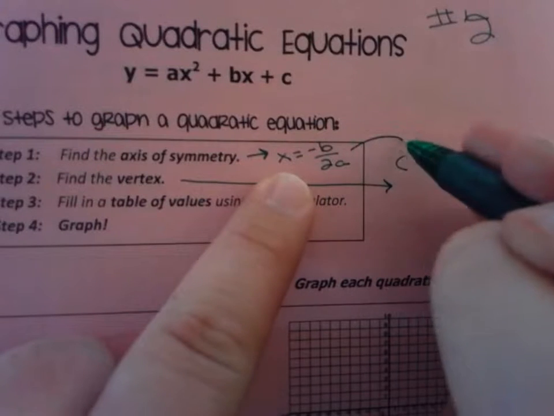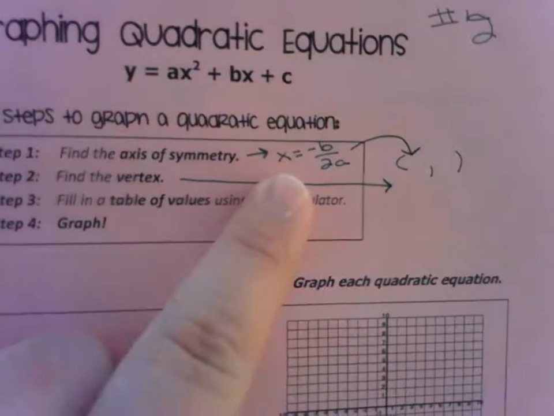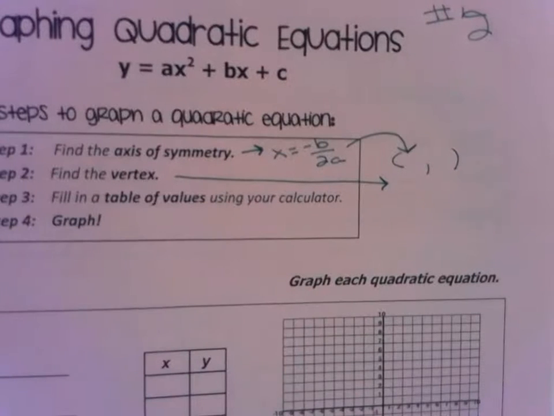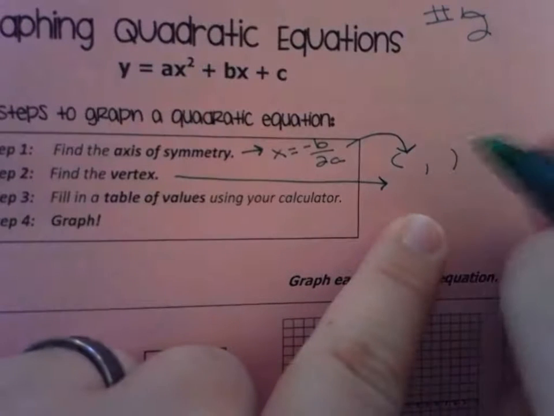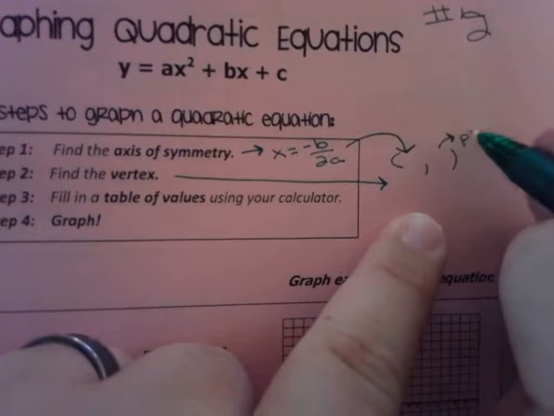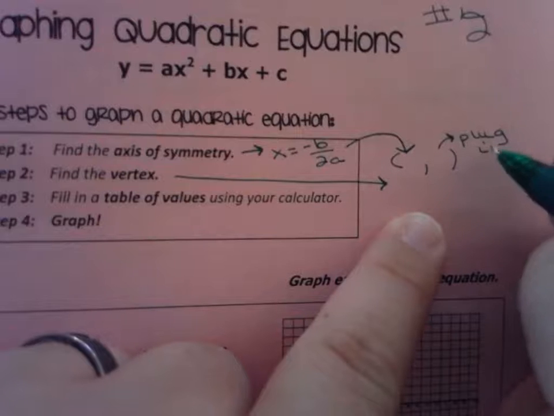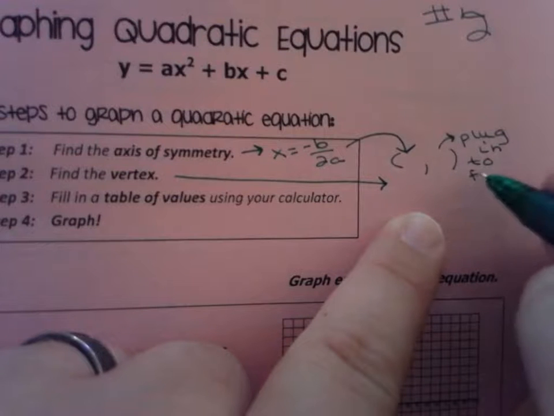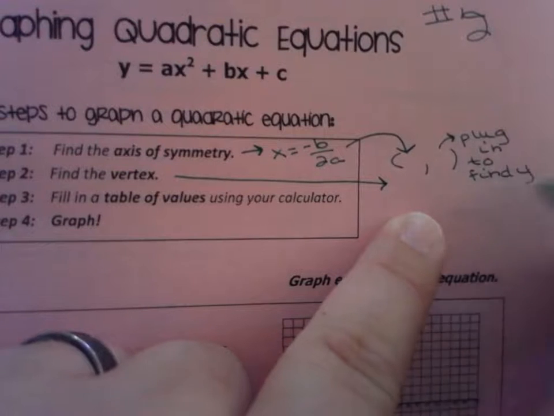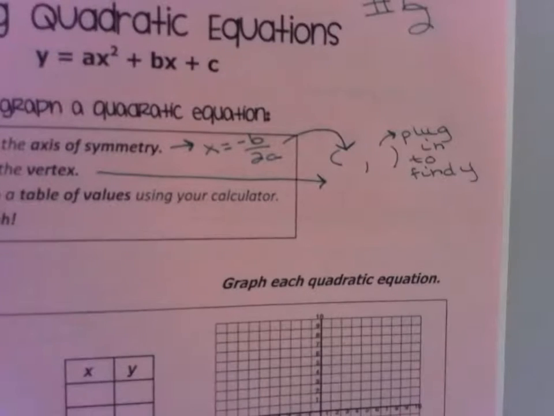So you're going to take your answer, plug it in for x there. Whatever you get for the axis of symmetry, that becomes your x value. Once I know x, how do I find y? Plug in. So I'll say plug in to find y. So I'm giving you kind of a cheat, a step-by-step guide. We did this yesterday, so it should be review.